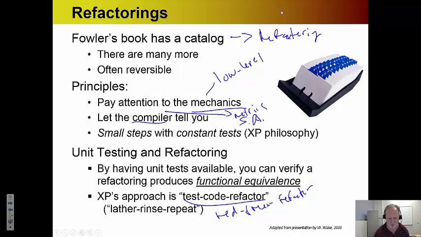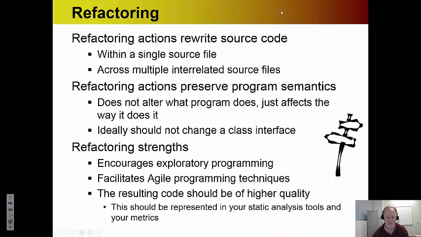You do want to rely on your unit tests, because your unit tests are going to tell you whether you've refactored appropriately, whether you have functional equivalence when you're done. That's what your black box tests are going to tell you, that you have that functional equivalence. Refactoring actions rewrite source code. It can be within a single file, can be across multiple files. Again, that's part of the machinery. It's going to be very low-level kind of stuff that you're doing.